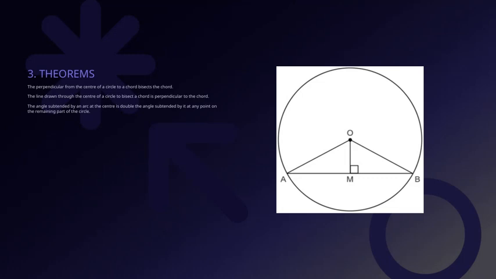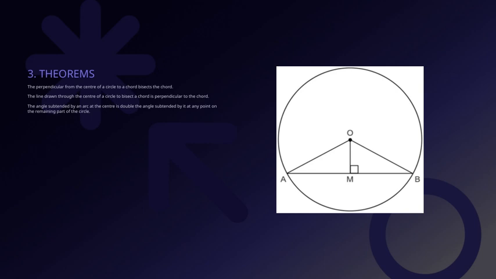Let's dive into some key theorems that deepen our understanding of circles. First, the theorem states that the perpendicular from the center of a circle to a chord actually bisects the chord. What this means is that if you draw a line from the center at a right angle to the chord, it will cut the chord exactly in half. Next, the line drawn through the center of a circle to bisect a chord is perpendicular to that chord. So, the same line that bisects the chord at a right angle is always passing through the center, reinforcing the special relationship between the center, the chord, and this perpendicular line.